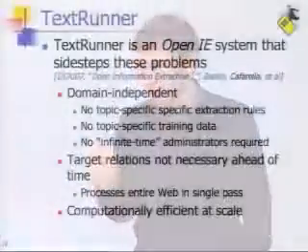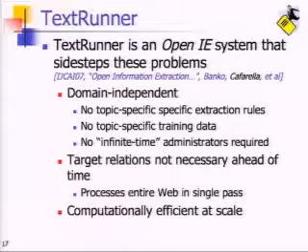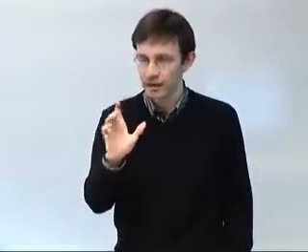So our system, TextRunner, is something we call open information extraction, which solves a lot of these problems. First of all, it's domain independent, so we have no topic-specific extraction rules, no training data, and no administrators who mark things up. The target relations are discovered as we go, and then we also do a number of tricks to make it computationally efficient at scale. So the system's built in 3 steps.